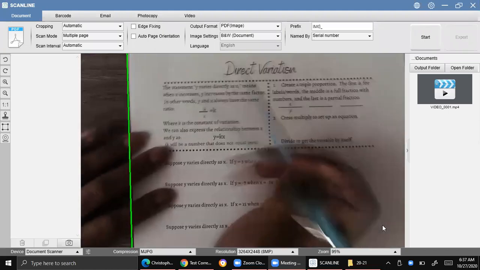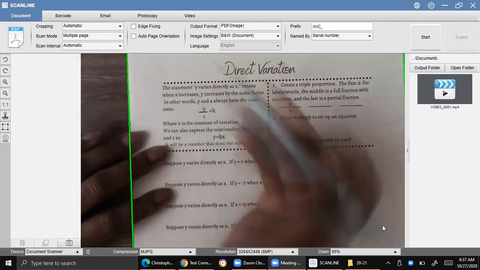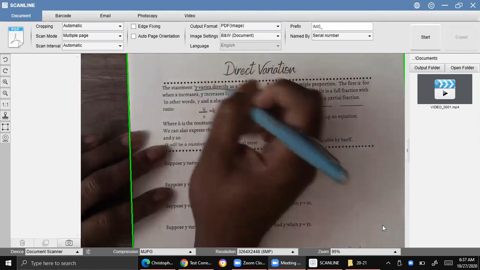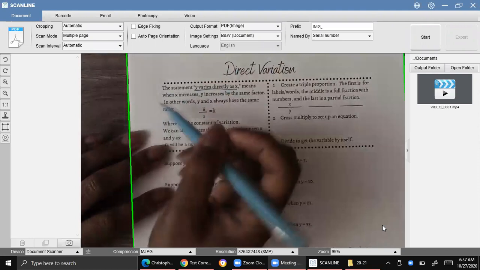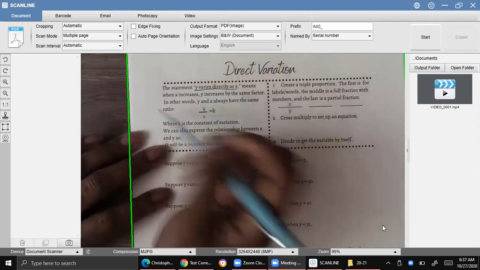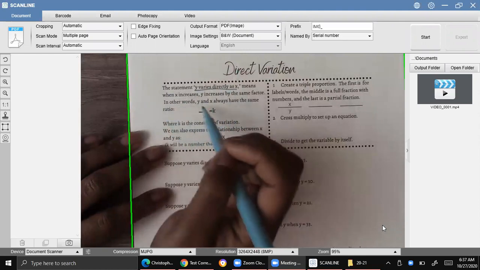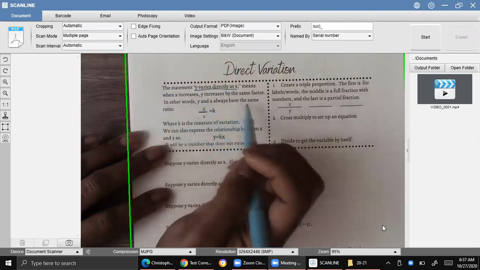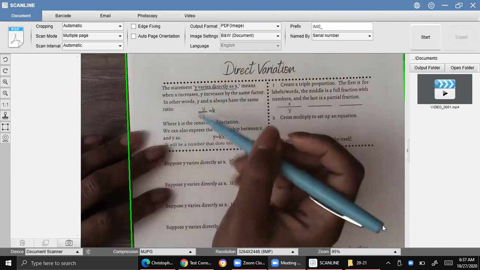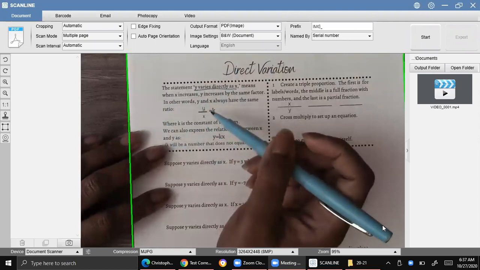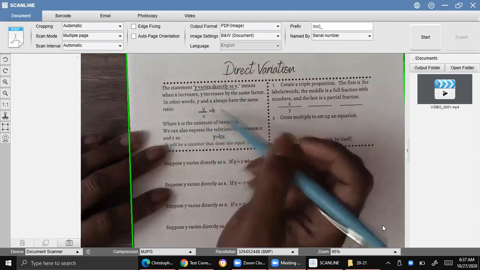So for direct variation, we normally will see a statement that is y varies directly as x. The statement y varies directly as x means when x increases, y increases by the same factor. In other words, y and x always have the same ratio, which is y divided by x equals k. That's normally how you would see it. You take your y, you put it over x, and that equals your k.